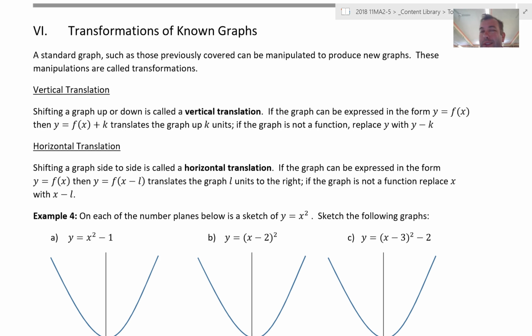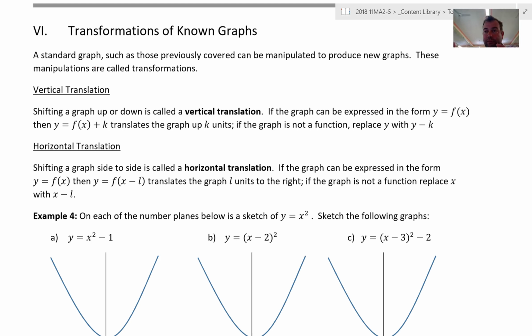What this means is we're going to take something that's familiar, a nice regular graph, and we're going to change it. We're going to move it around, we're going to flip it over, and we're only going to do some of these. We are interested in vertical and horizontal translation, which means moving the whole graph as it is, up and down, side to side. Shift the whole graph.